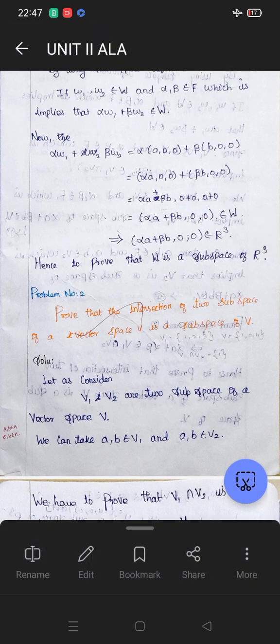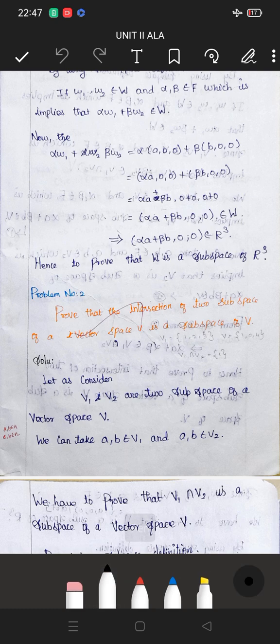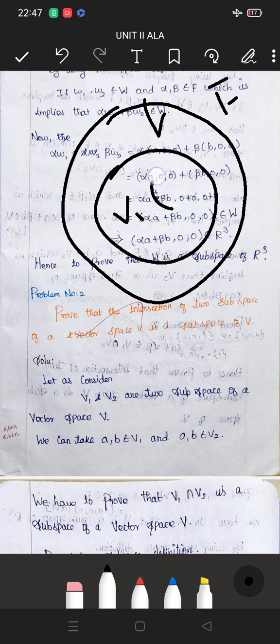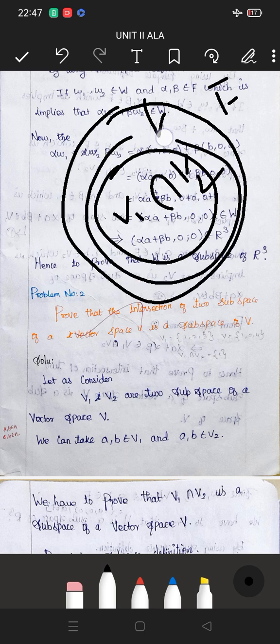So clearly you can note this, you can write the diagram. V is a vector space over a field F. Here V1 intersection V2, the two elements also belong to the subspace of V. Can you understand? Here V is a vector space, and W is also a subspace over a field F. Here you can note the idea in this problem.